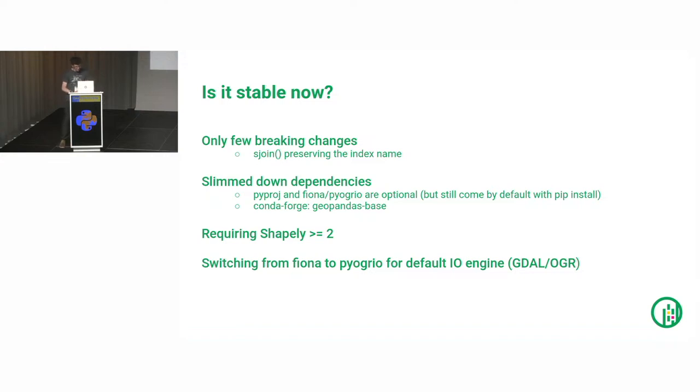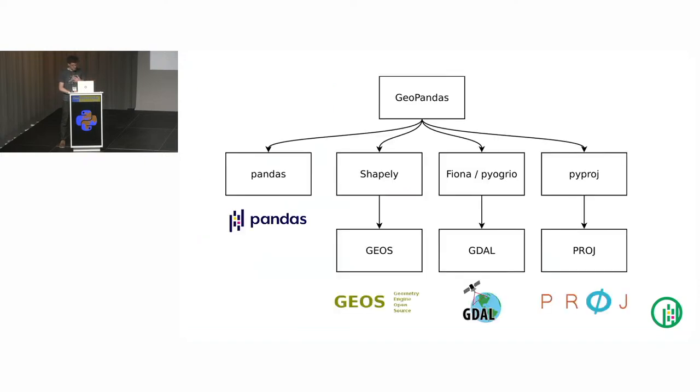Some larger changes are related to our dependencies. Showing the dependency structure of GeoPandas, the main dependencies. We have more dependencies, but the main dependencies, you have pandas for the tabular data structure, and then the core geospatial dependencies, Shapely, Fiona, pyproj, which are wrappers of the underlying GEOS, GDAL, and PROJ libraries.